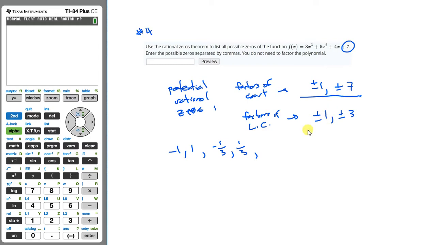Then you can have 7 over 1, so that's going to be negative 7 or positive 7. I guess I didn't need the plus. It probably won't count it if you put the plus there, but it is positive. And then the last would be 7/3, right? So it'd be either negative 7 over 3 or positive 7 over 3. So if this function does happen to have rational zeros, they'll be in this list, okay, which is interesting.